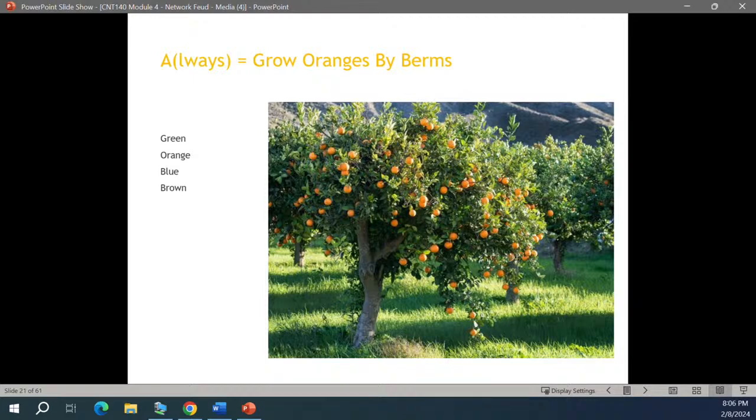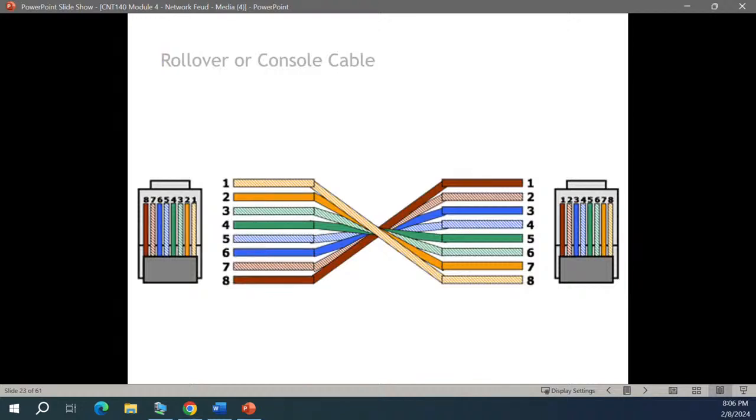Always grow oranges by the berms. That's how I used to remember it. Now I just remember it, right? And then B, oranges grow by berms. All right, here's our rollover cable. It just rolls over. Let's take a look at some cables.